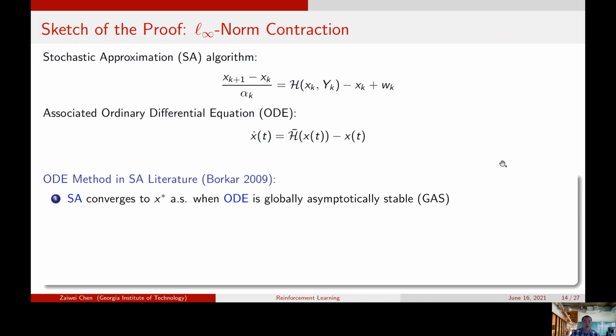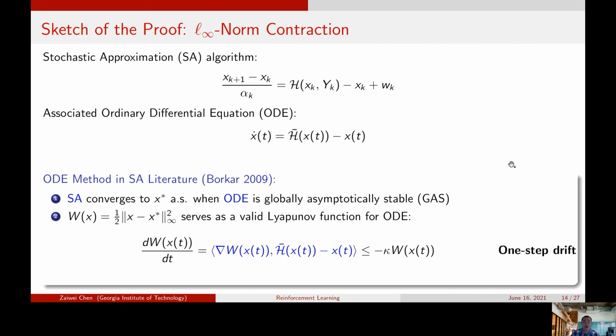So the connection between stochastic approximation and ODE is very close. In particular, we can show that if the ODE is globally asymptotically stable, then under some mild assumptions, the stochastic approximation algorithm converges to x star almost surely. In order to study the finite sample bound, to get intuition, we first see what Lyapunov function we use to study the ODE. It turns out that we can directly use the sup norm square as a Lyapunov function. This is because the operator h bar is a contraction with respect to sup norm.